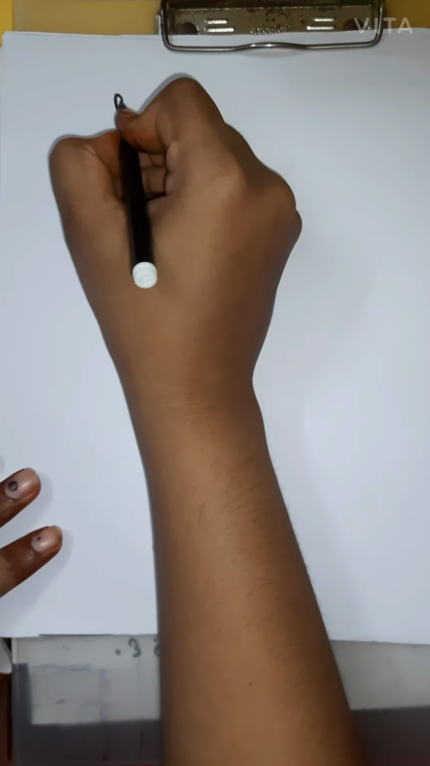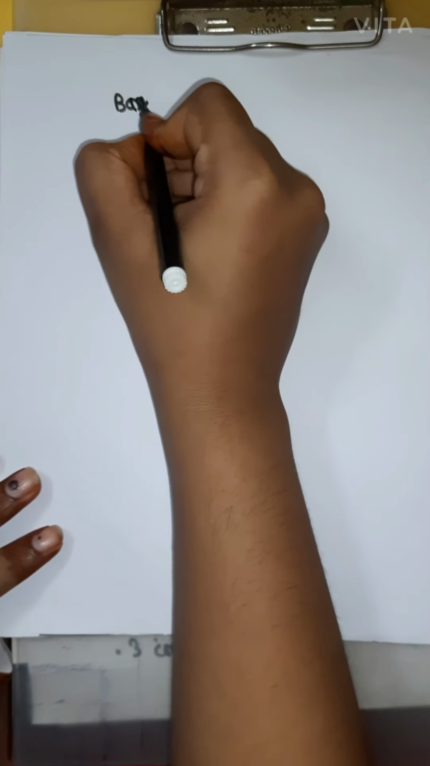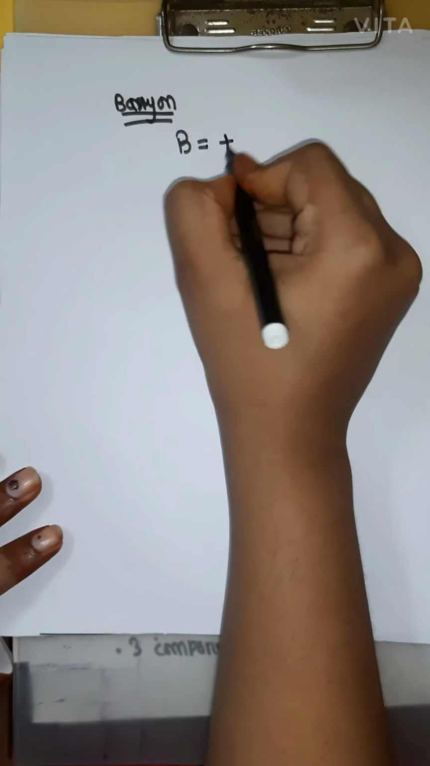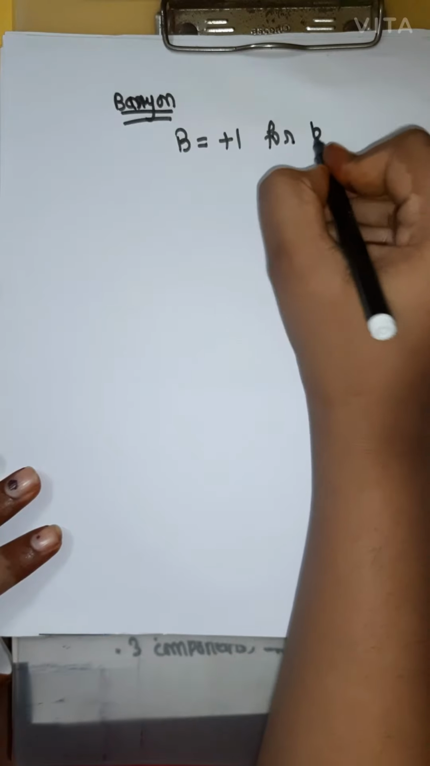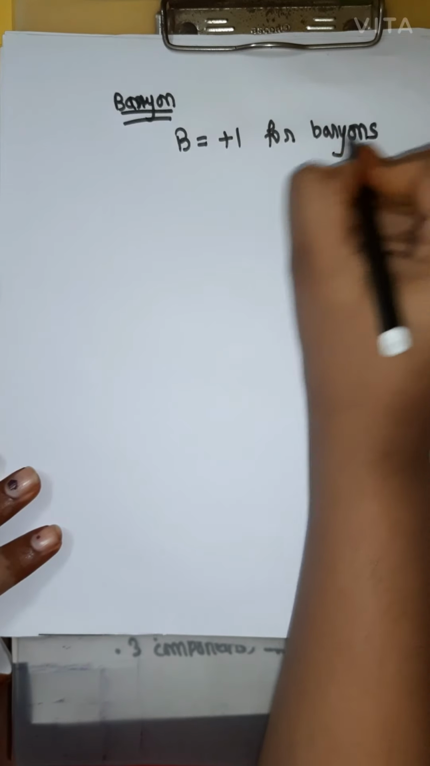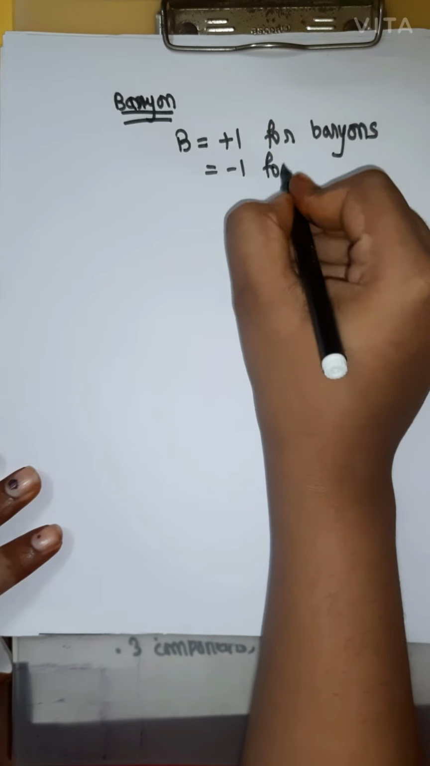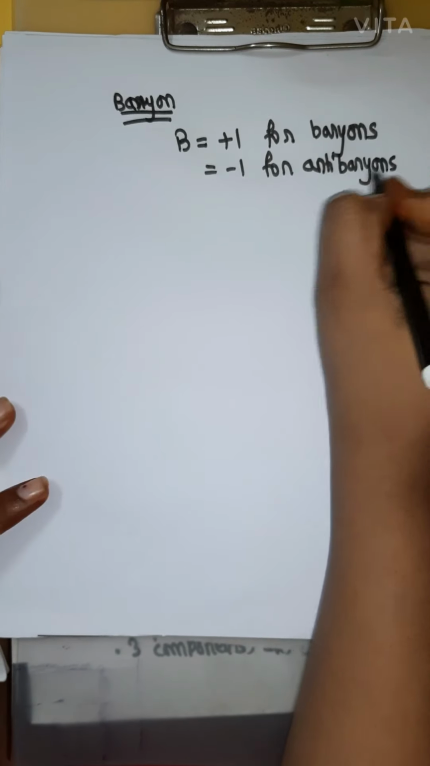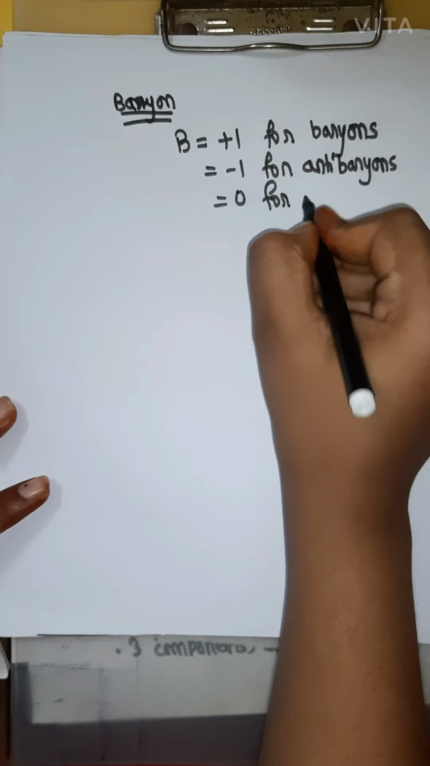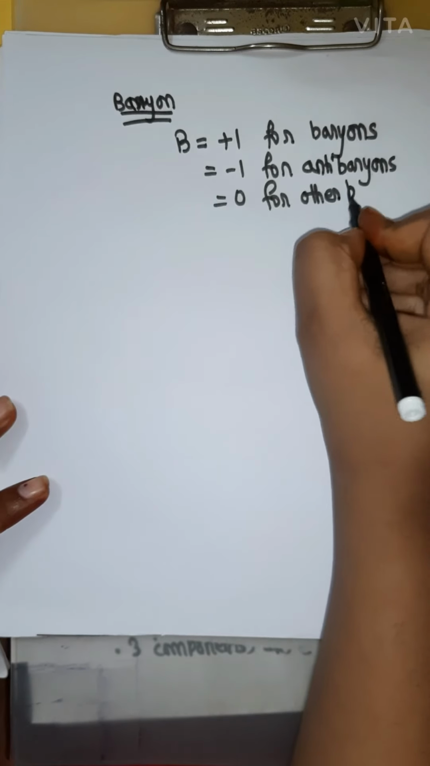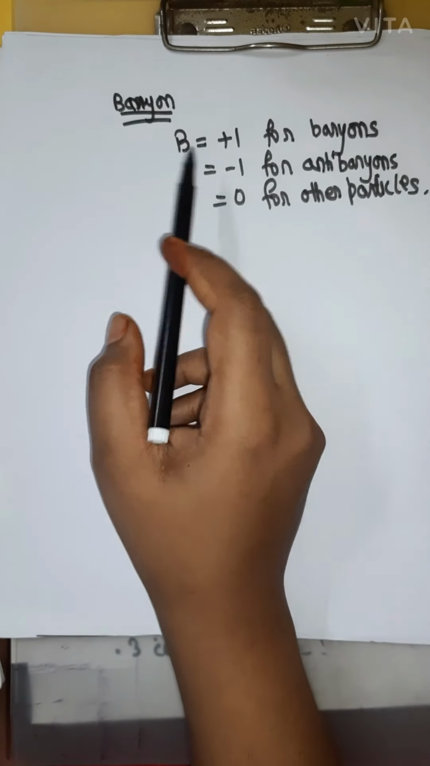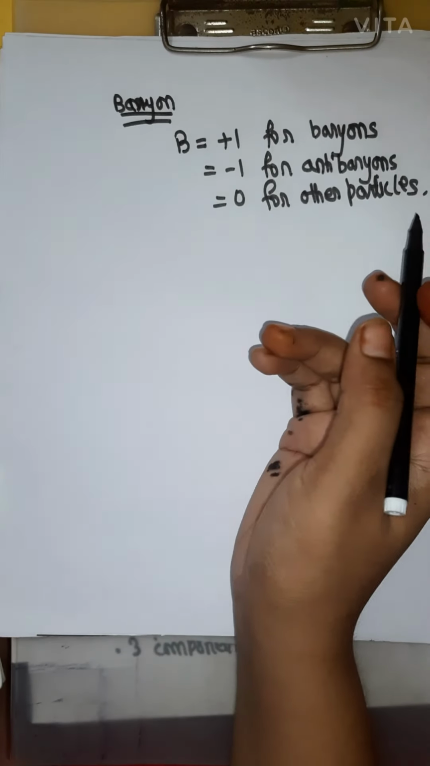For baryon number conservation, baryon number is +1 for baryons, -1 for antibaryons, and 0 for other particles. So we will have to check baryon number for the left hand side and right side of the equation.